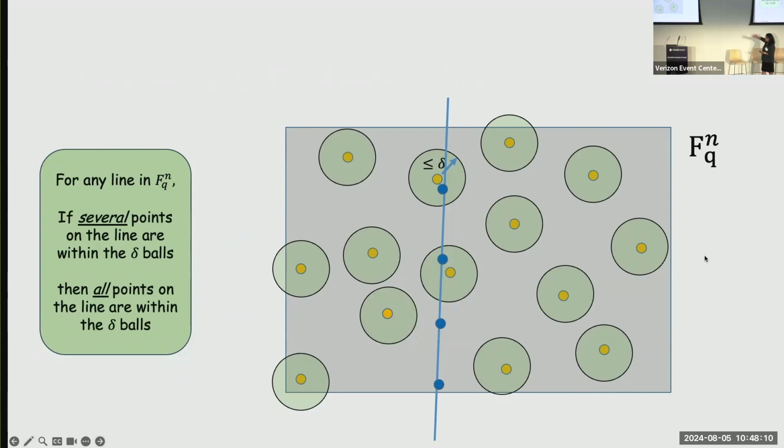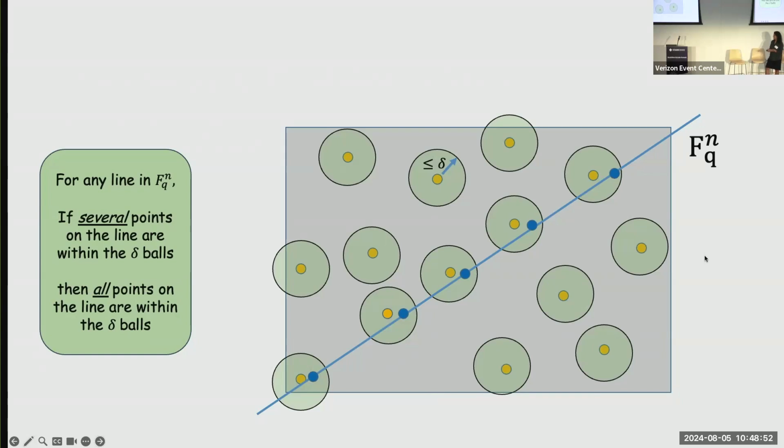Each line has q points on it. Either very few of these points lie within these delta radius balls, or, if many points on the line fall within the delta radius balls, then all points on the line must fall within delta radius balls. There's no in between. You can't have a line where half the points lie within delta radius balls. Either all points of the line hit these balls of radius delta, or just a teeny tiny fraction of the points on the line fall within balls of radius delta.